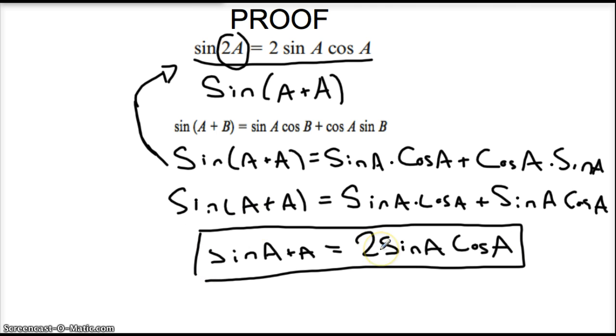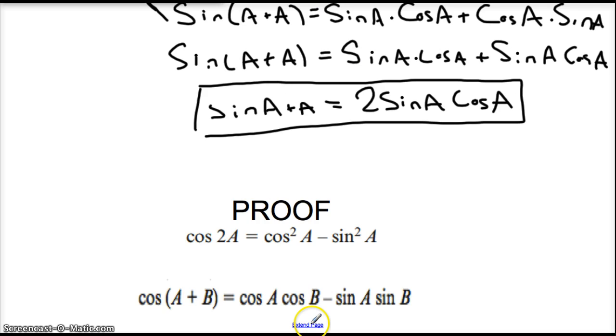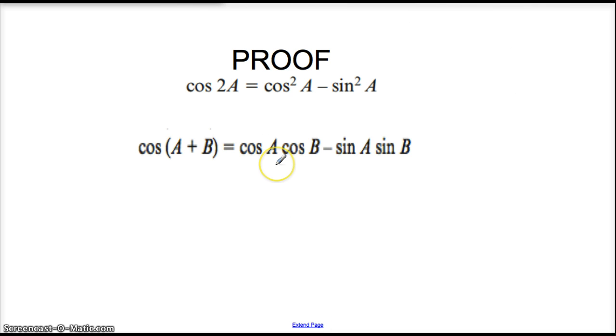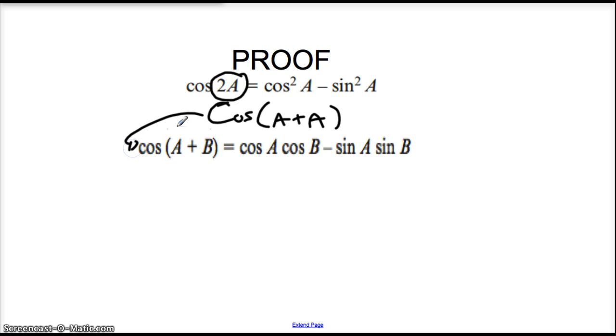Now I'm going to leave it to you to do this second proof right here, okay? I'm going to give you a clue. Just start with this. The cosine of a plus a is the same thing as the cosine of 2a, and you plug that into your sum identity to try to figure it out. Major props if you can do this.